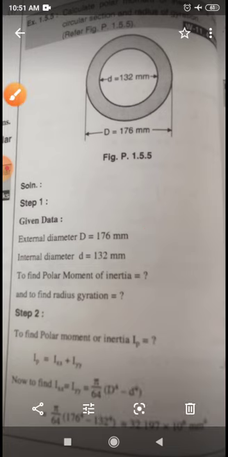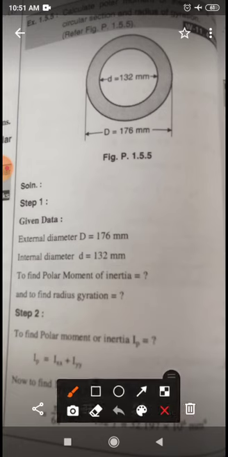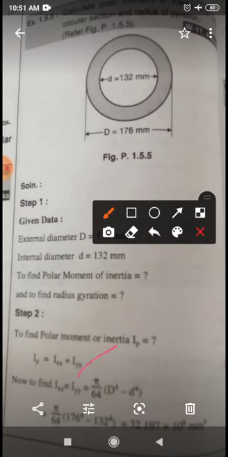Okay, they have given over here the moment of inertia about the x-axis, Ixx, is equal to the moment of inertia about the y-axis, Iyy, is equal to pi by 64 into (D raised to 4 minus d raised to 4). We have to put the values. You have to make all the calculations yourself, don't just depend on these figures. So calculate by your own self.